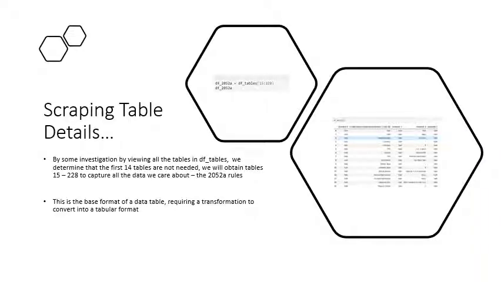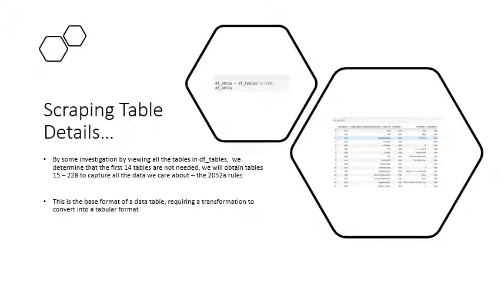And then by some investigation of the data, I determined that the first 14 tables were not required at this time. I was only concerned with getting the 2052A rules. So I created a data frame, 2052A, that captures tables 15 through 228.